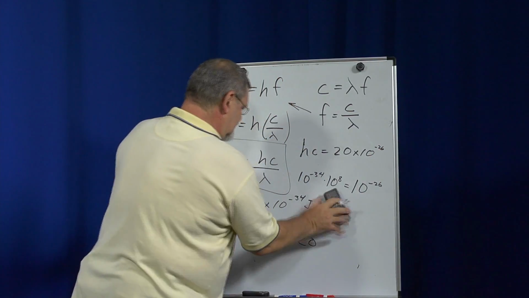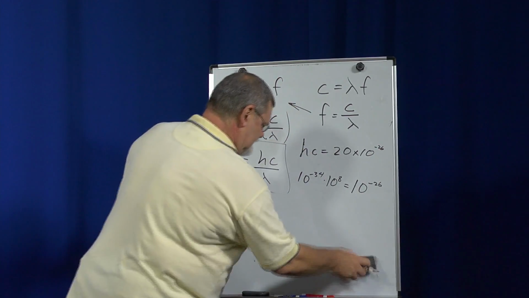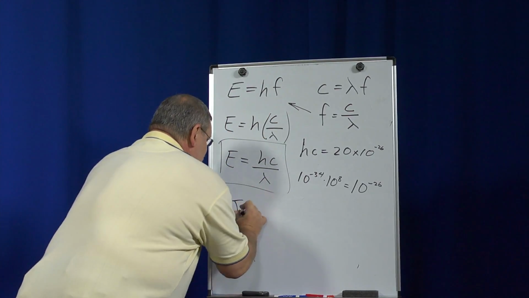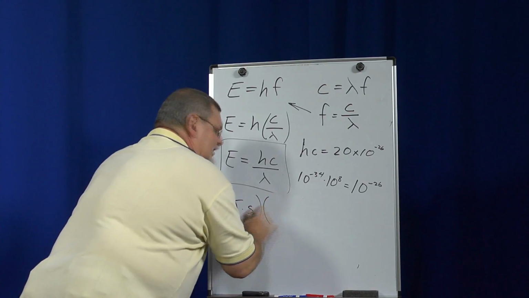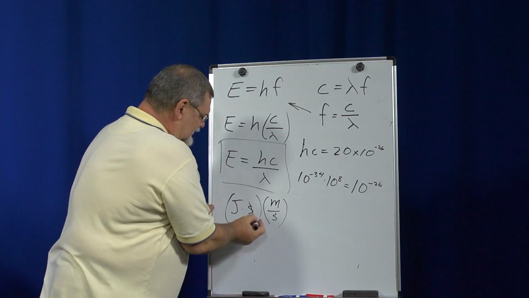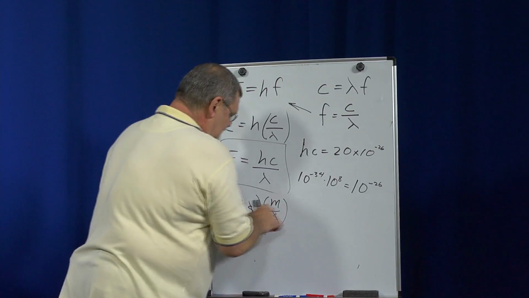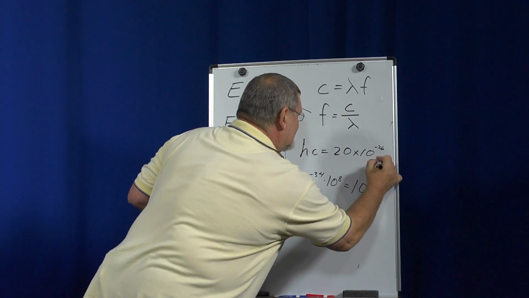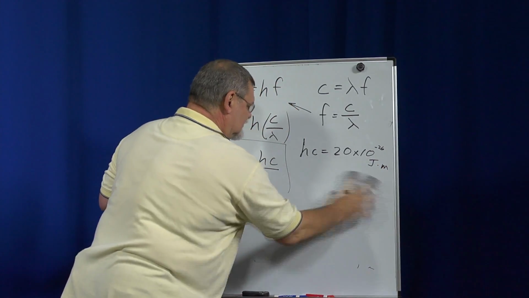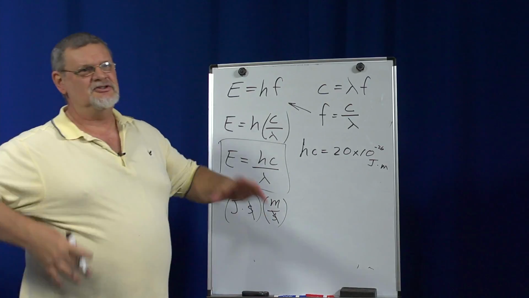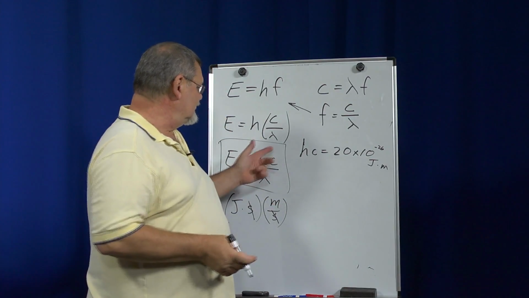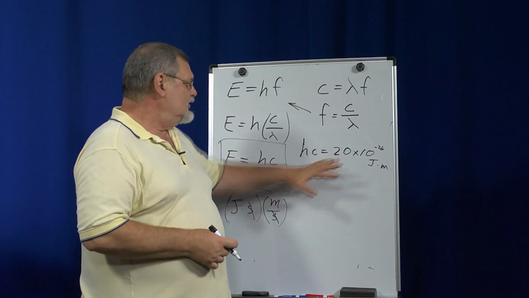And let's look at the units real fast on that, everybody. Remember, the h is in joule seconds, and we're multiplying this by the speed of light, which is meters per second. Seconds will go away, and you have a joule meter. Now, what the heck is 20 times 10 to the negative 26 joule meters? It doesn't matter. It's just a number that we're going to multiply and use. It's a proportionality constant.